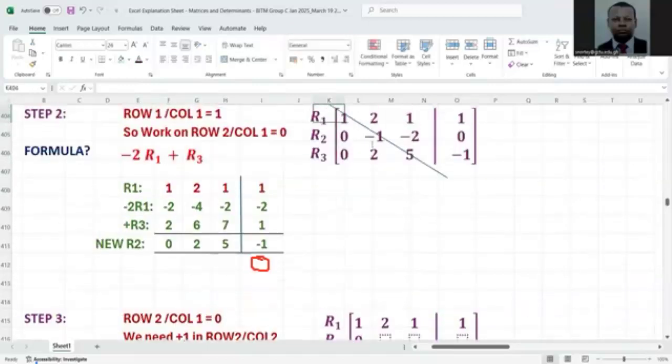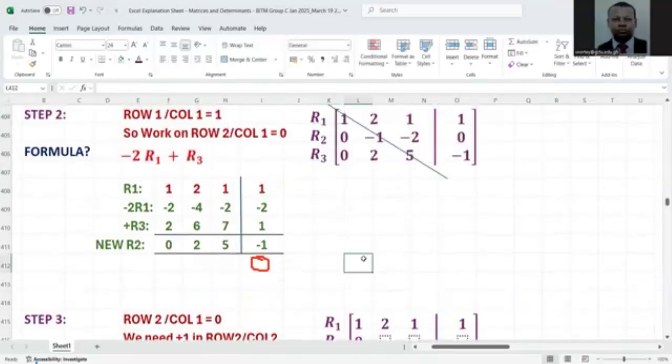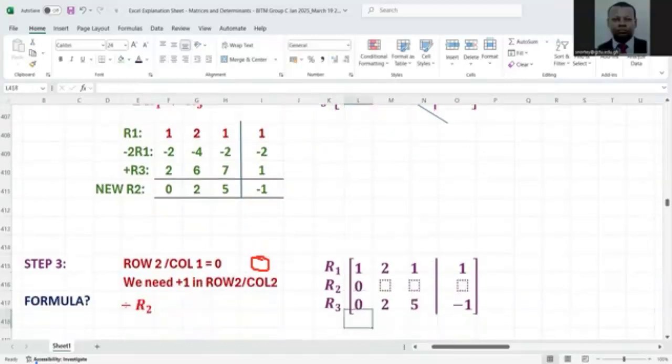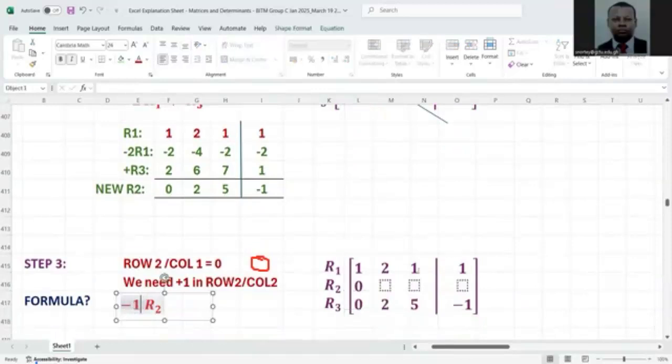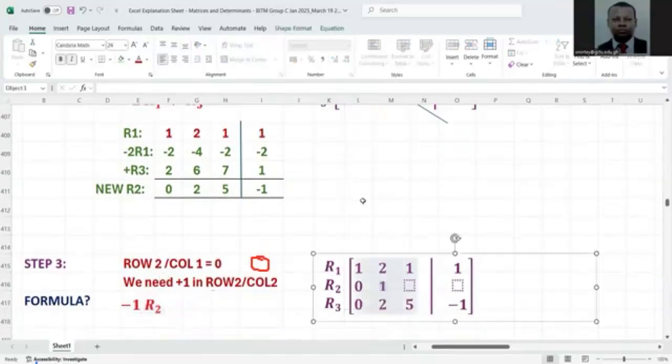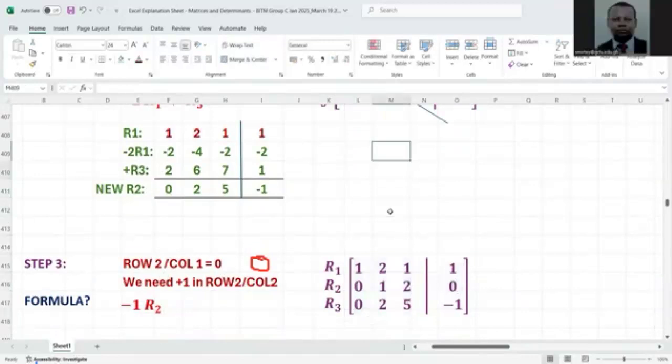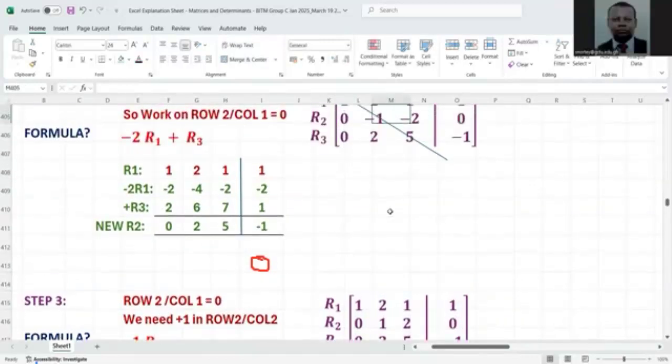So remember the values, 0, -1, -2. If I multiply R2 by -1 like this, I'm going to get 0, +1, +2, and then 0 here. Are we right? Let's make sure we have exactly that. Yes, we are right. So now we have one more step.